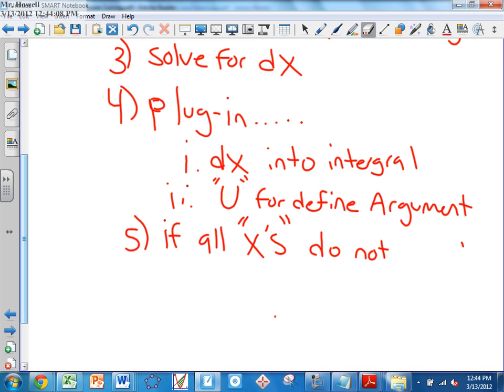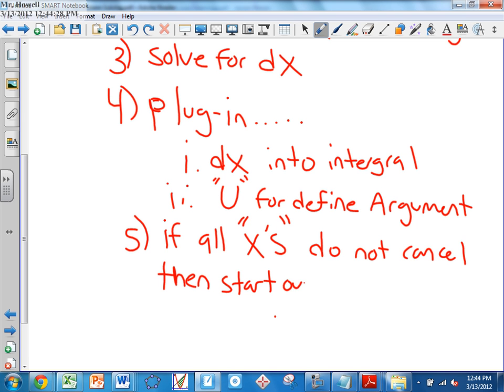I'm sorry, you're absolutely right. Do not cancel, then start over. I thought you were saying cancel the problem. Start over and choose another u. Start over with a new u. Good.